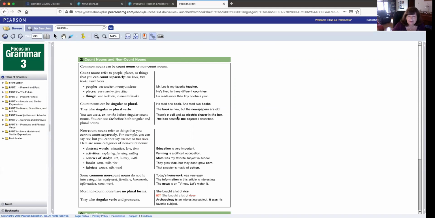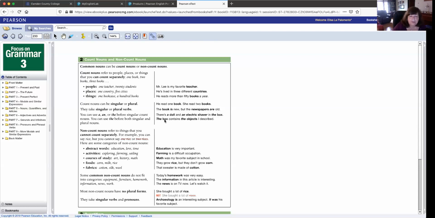There's a doll and an electric shaver in the box. So here we have a singular count noun with a because it starts with a D, which is consonant. Here we have the word an with a singular count noun, electric shaver. It's the word an because electric begins with an E, which is a vowel. And we have in the box. This is a specific box, and that's why we're using the. And as a matter of fact, our next lesson will be on the AN, the next unit that we study.